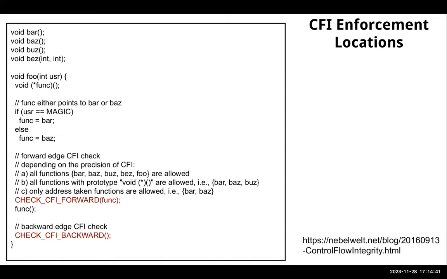On the left-hand side, we have a very small piece of program. We have a function called foo. Foo takes one parameter, user. Then it has a local variable, which is a function pointer. We call it func. It can point to different functions. Then, depending on the input of user, the function pointer can point to two functions, either function bar or function bus. Both functions have the same prototype, just void and not taking any parameters. So this function pointer can point to either of them. Then we just make the function call func, right?